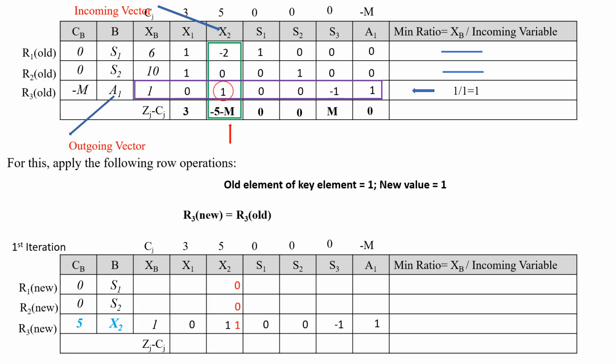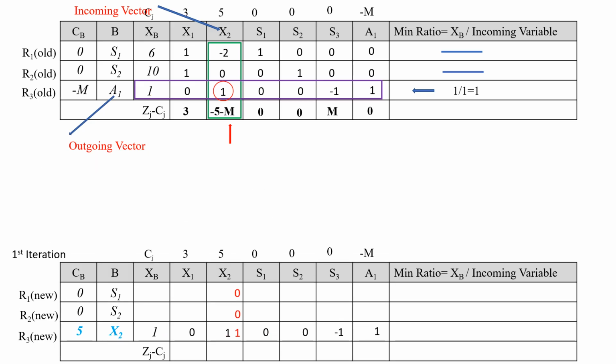So first we apply the row operations for the key element row, that is row 3. Observe that the key element value in the old simplex table is 1, and it becomes 1 in the new simplex table also. So no changes are required in row 3. R3 new equals R3 old, and the same values are written in R3 new: 1, 0, 1, 0, 0, minus 1, 1.